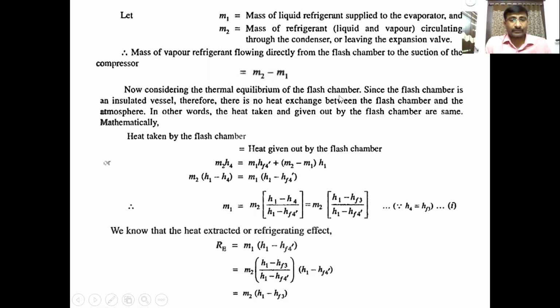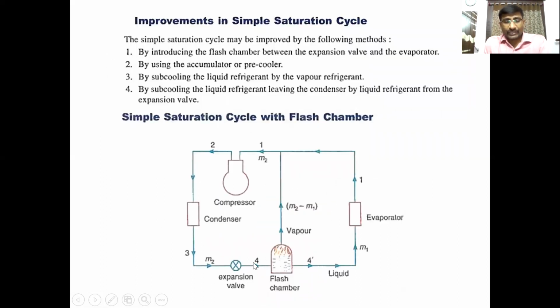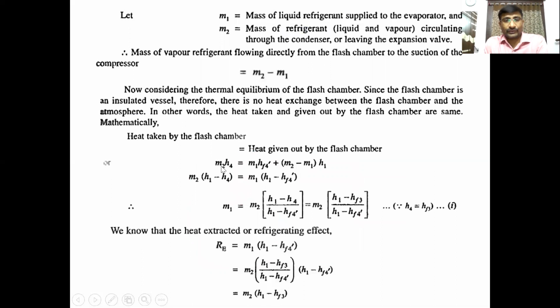Now consider the thermal equilibrium of the flash chamber. What is the heat entering the flash chamber and what is the heat leaving it? Total energy entering the flash chamber is equal to total energy leaving the flash chamber. That is called the thermal equilibrium of the flash chamber. So heat taken in by the flash chamber is equal to heat given out. Into the flash chamber, the mass is M2 and the condition of the refrigerant is 4. So M2 into H4 is the total heat sent to the flash chamber.